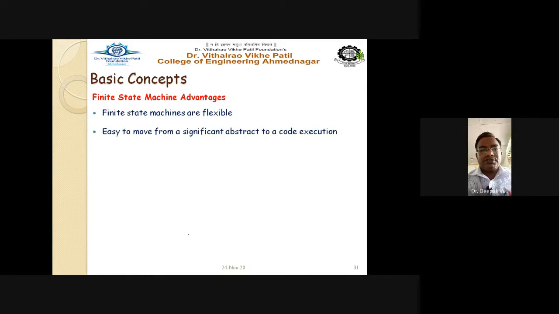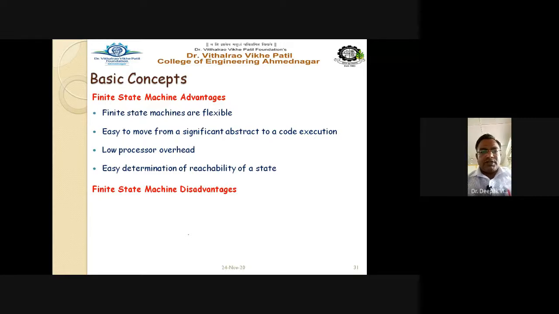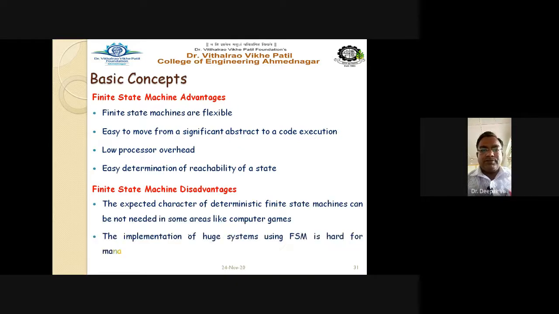Advantages: finite state machines are flexible because you have multiple states, and that gives flexibility to the FSM. It is easy to move from a significant abstraction to code execution. There is low processor overhead, and easy determination of reachability of a state, meaning you can determine the current state and which will be the next state of that particular FSM. And the limitations, of course, there are limitations. If the problem is too huge, very large problems cannot be drawn with the help of your FSM. Huge systems cannot be modeled with an FSM. That is the limitation of the finite state machine.